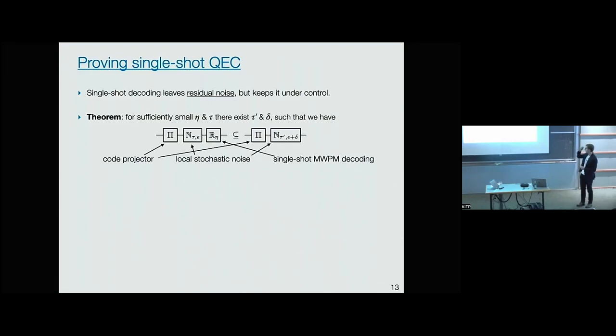So this theorem says that if we have some state encoded in the subsystem toric code, and the noise acts on it, and then we do some recovery, we implement the single-shot decoding, then what is left is basically the state that is in the subsystem toric code, and there's some residual noise affecting it, and the parameters of the residual noise change somewhat. So the non-trivial part of the theorem is basically how those parameters of the residual noise behave as a function of tau, epsilon, eta.